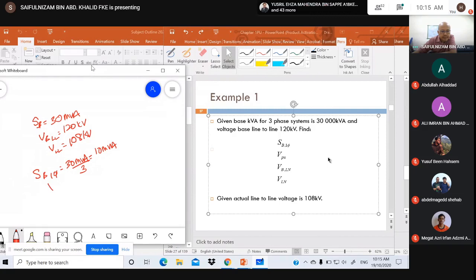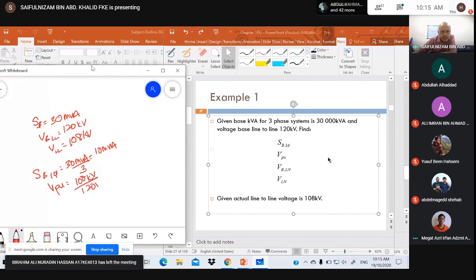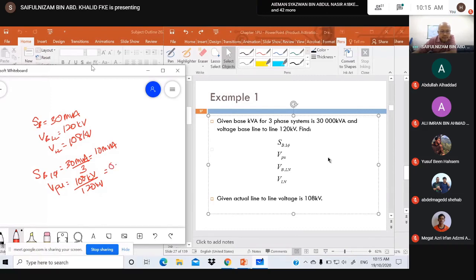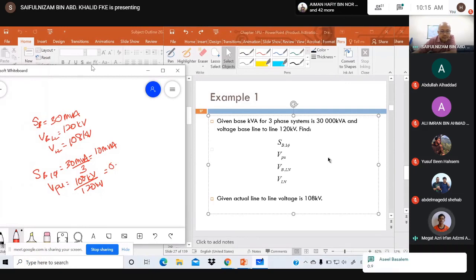So V per unit is the actual value divided by the base value, right? So what is the actual value? 108 kV, divided by 120, right? So you get 0.9 PU.